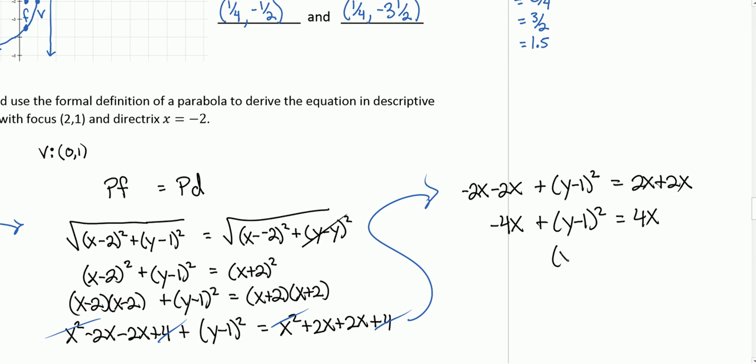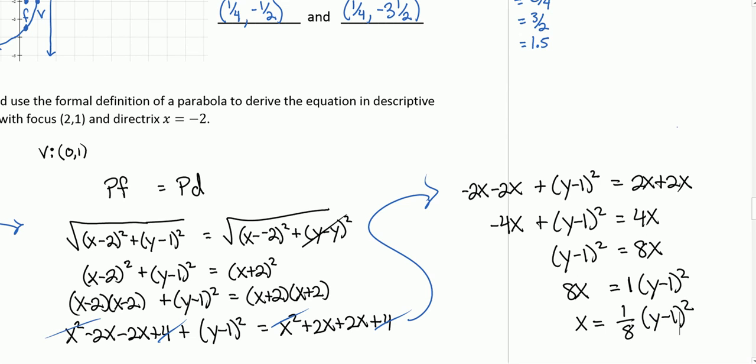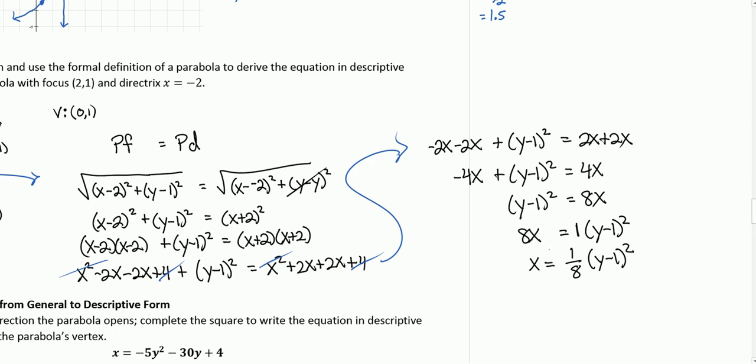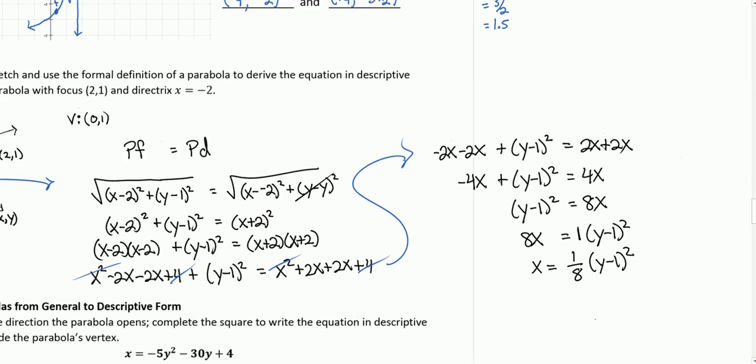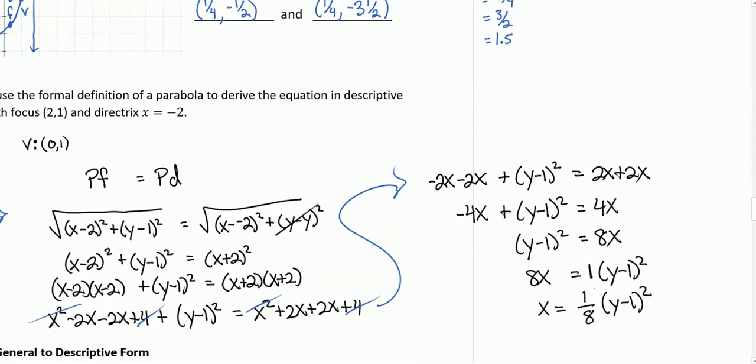Add 4x to both sides. Switch sides. Don't forget there's an invisible 1 in front of the parentheses here, so when you divide by 8, you end up with x is equal to 1 over 8 times y minus 1 squared. And that is our equation for the parabola. And we derived it using the definition of a parabola.